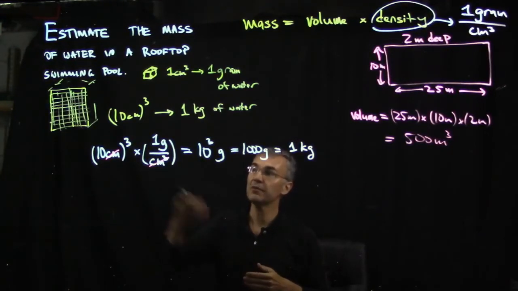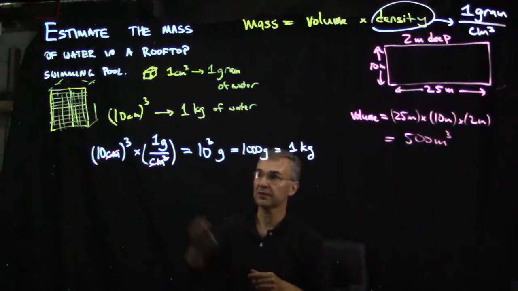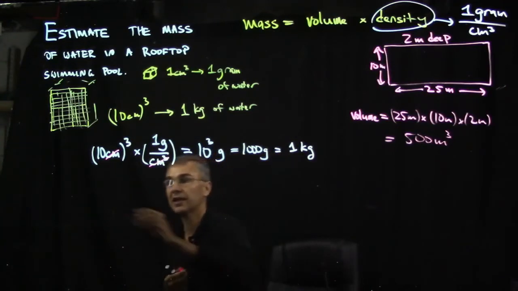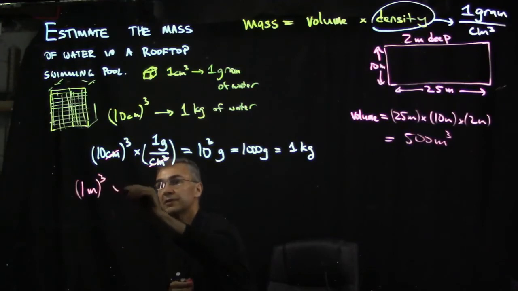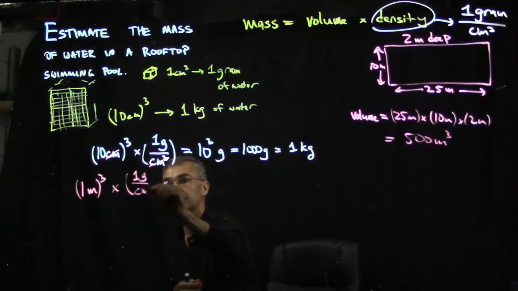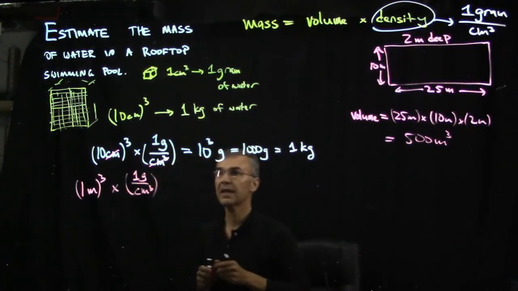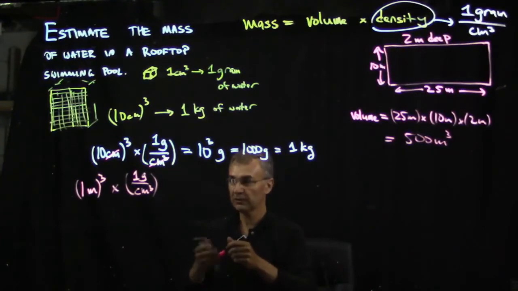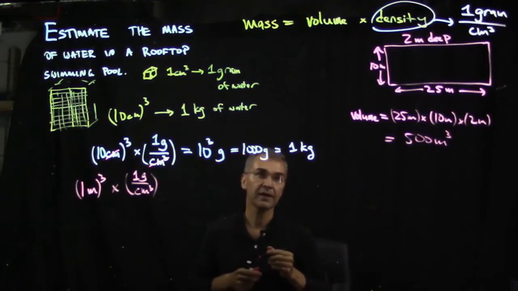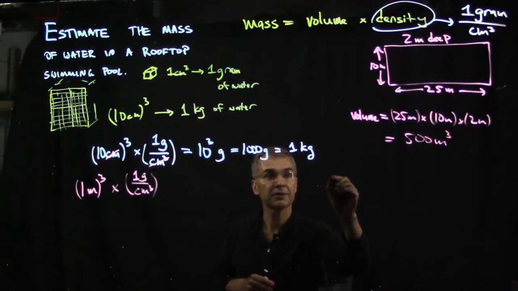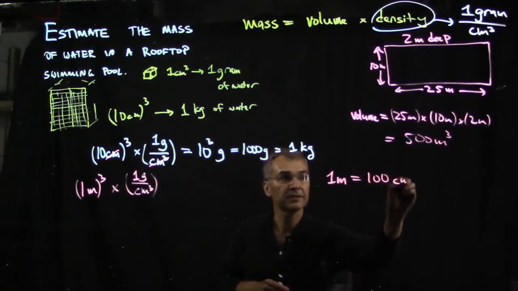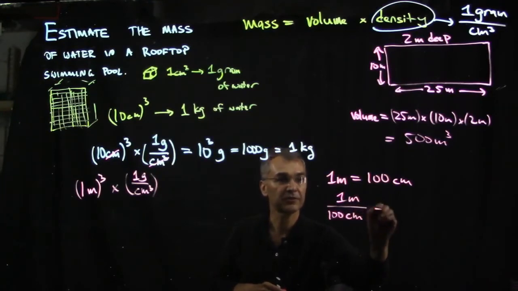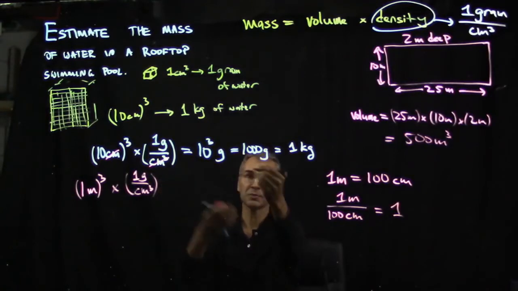Then we could say the same thing with 1 meter by 1 meter by 1 meter and multiply it by this same familiar density of water, which was 1 gram per cubic centimeter. So we can say 1 meter cubed, and then multiply that by 1 gram per cubic centimeter. And you say, well, now the meter cubed doesn't cancel with the centimeters cubed. Uh-oh, what do I do? Well, notice that 1 meter equals 100 centimeters. And so therefore, 1 meter divided by 100 centimeters equals 1. And you know that you can multiply by 1 without changing anything.